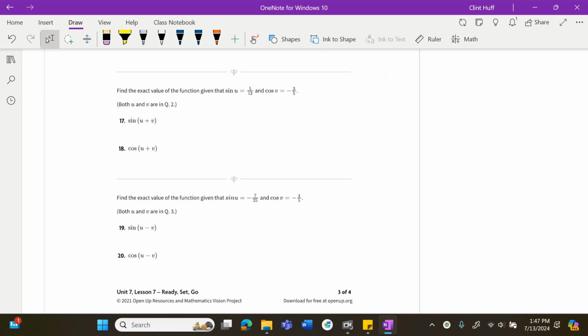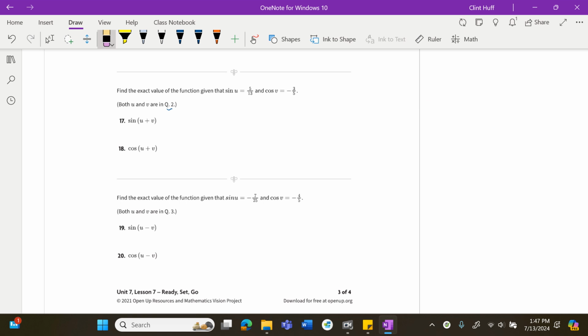Okay, on 17 and 18, I think the first thing I would do is draw a picture here of what quadrant we're in. It says we're in quadrant number 2. And in quadrant number 2, that's the negative positive quadrant, right? So keep that in mind. Your cosine should be negative. Your sine should be positive.